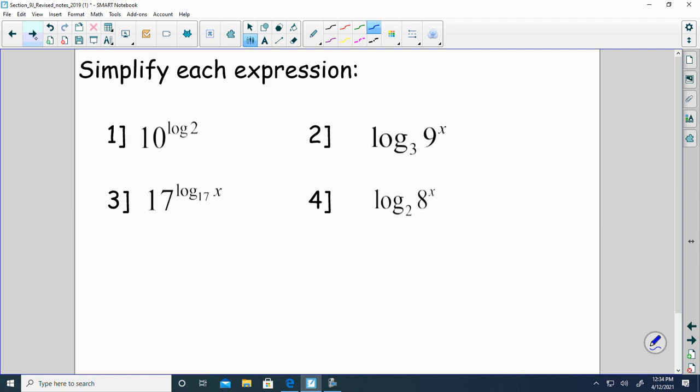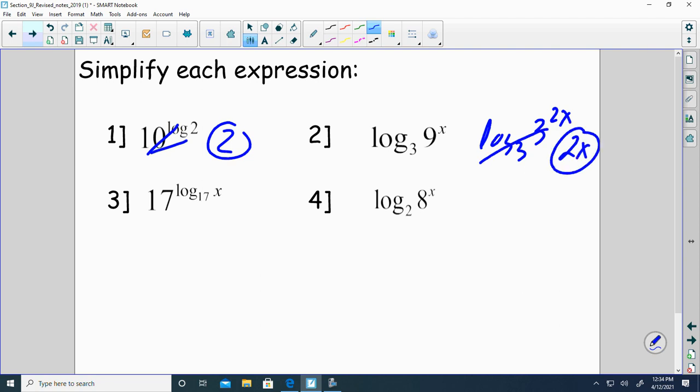All right, simplify the expression. When you have log just by itself, those will cancel, so I just get an answer of 2 here. This will become log base 3 of 3 to the 2x, because I could change 9 to 3 squared. These now cancel, so my answer just comes out to 2x. These cancel, leaving me just x. And then we need to change 8 to base 2, so that's 2 to the 3rd power to the x. Those cancel each other out, so we're just left with 3x.